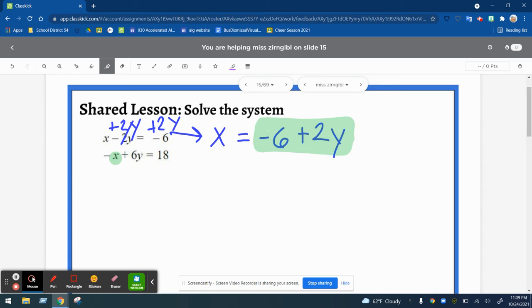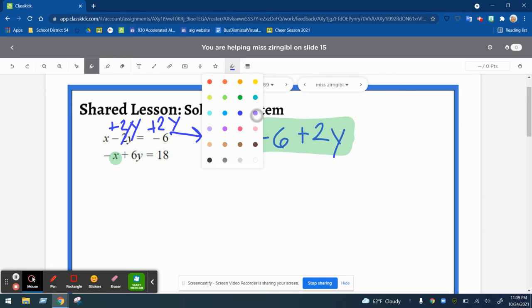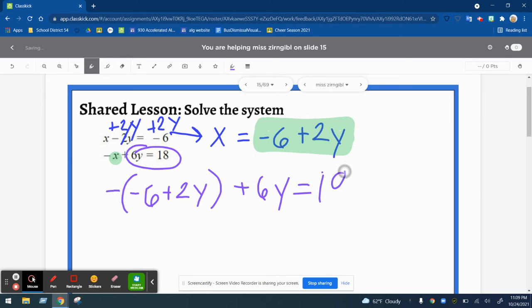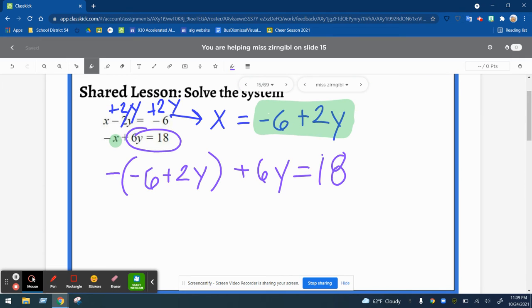So this one's going to be a little bit trickier because I have a negative outside. So what I'm going to do here is write negative, and then I'm going to rewrite everything that x is equal to: negative, open parentheses, negative 6 plus 2y, and then I'm going to finish the equation. Plus 6y equals 18. And the reason I wrote that negative on the outside is because we remember from our first unit that I'm going to have to distribute my negative, so all of my signs will change.